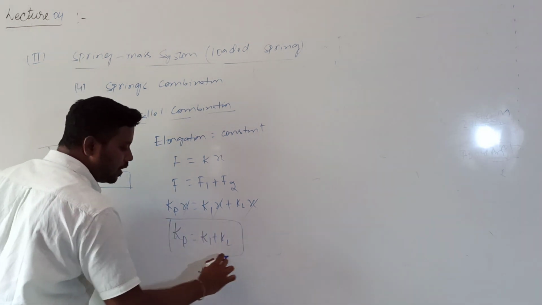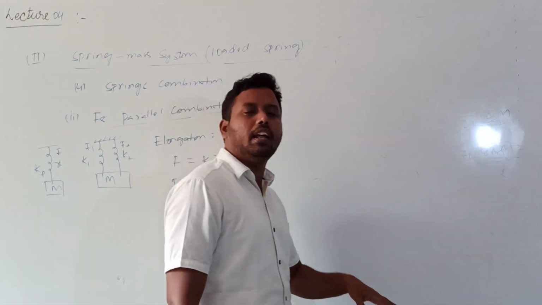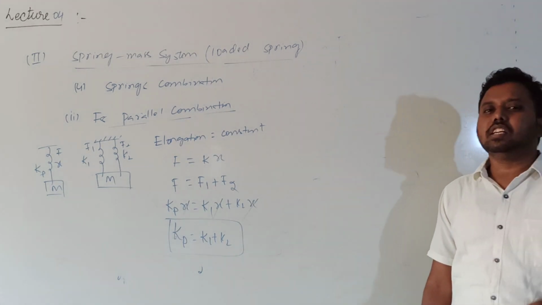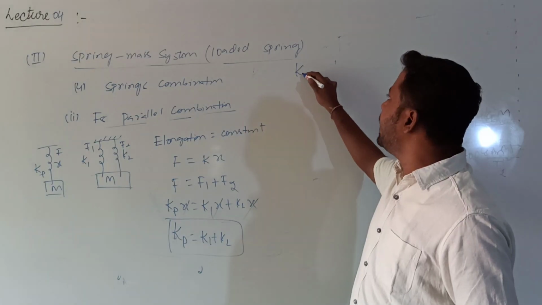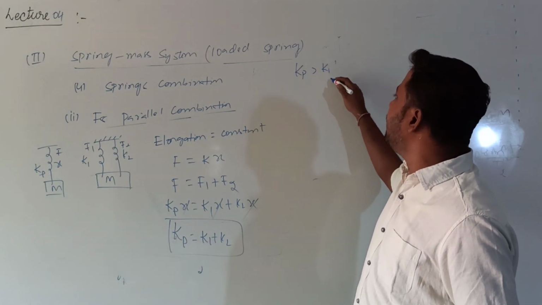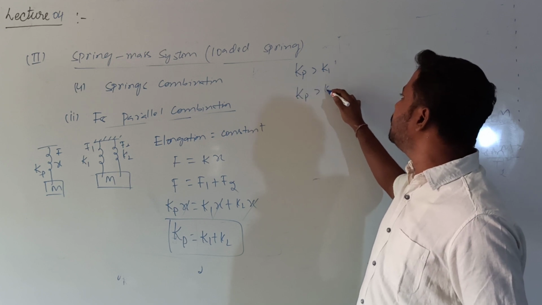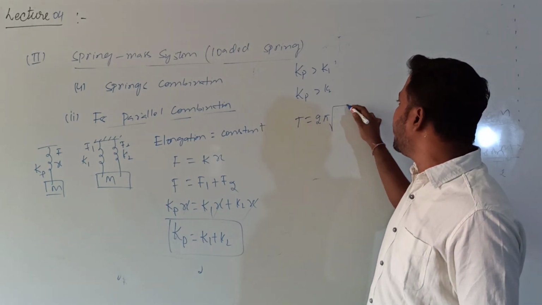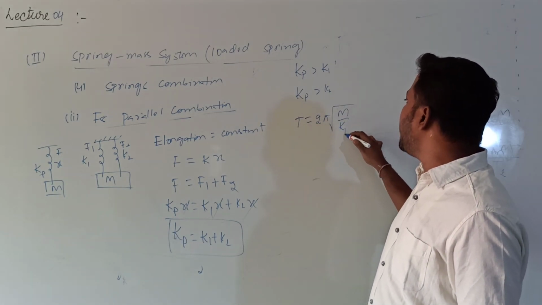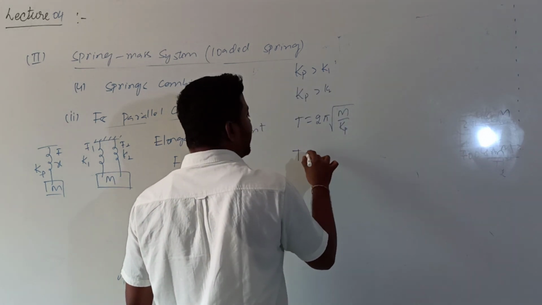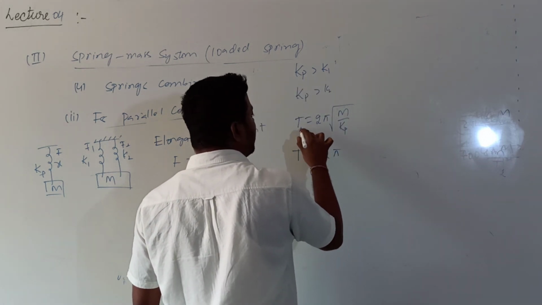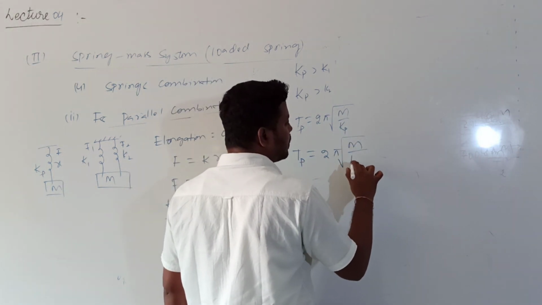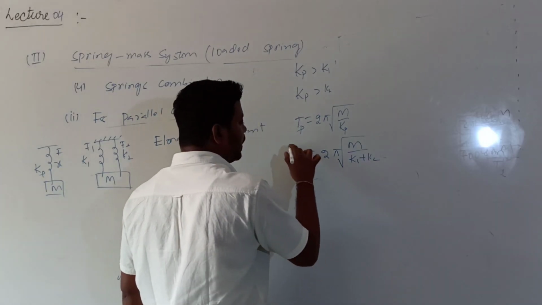What does it mean? Whenever two springs are connected in parallel, the resultant spring constant is equal to the sum of the individual spring constant values. So Kp is obviously greater than K1 and also greater than K2. The effective time period is T equal to 2 pi into root over M divided by Kp. Substituting Kp, calling it Tp for parallel, Tp is equal to 2 pi into root over M divided by K1 plus K2.